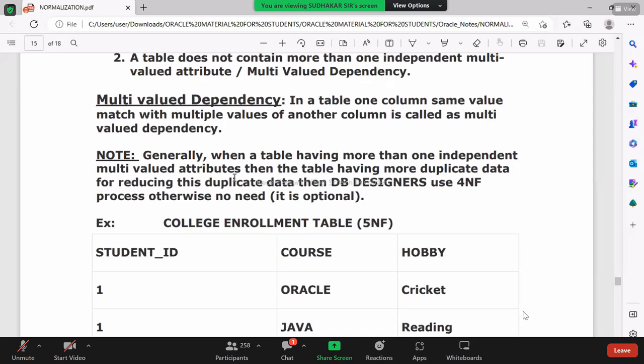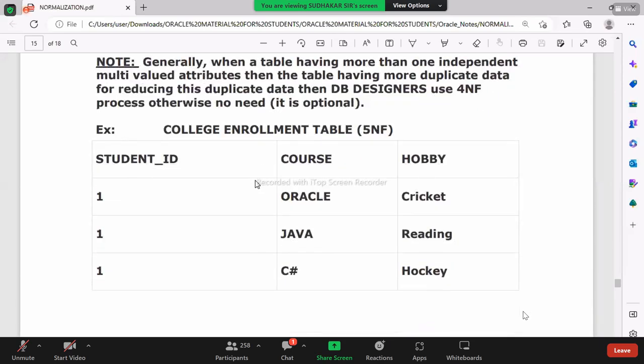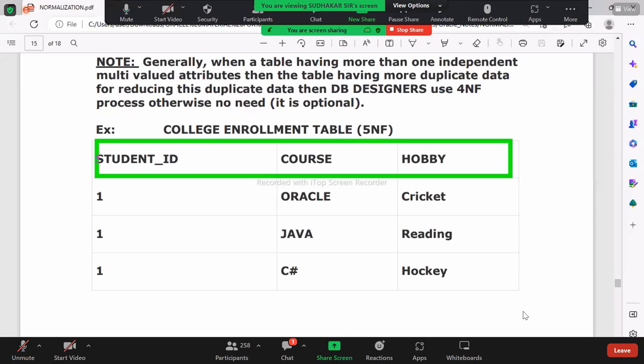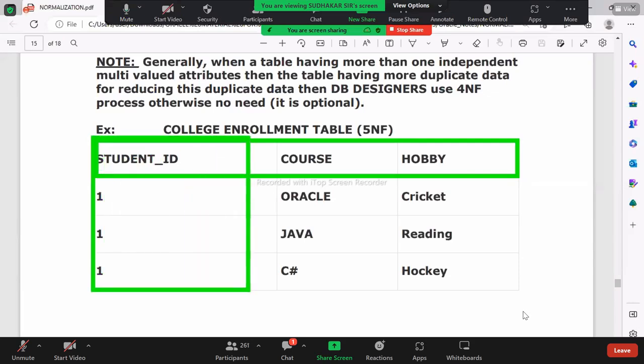Okay, now you can see the college enrollment table again. Here I have taken 3 columns. What are the 3 columns? Student ID, course, hobby. Okay, sir, fine. Can you see, guys, in the student ID column, same value or different values? So in one column, same values.